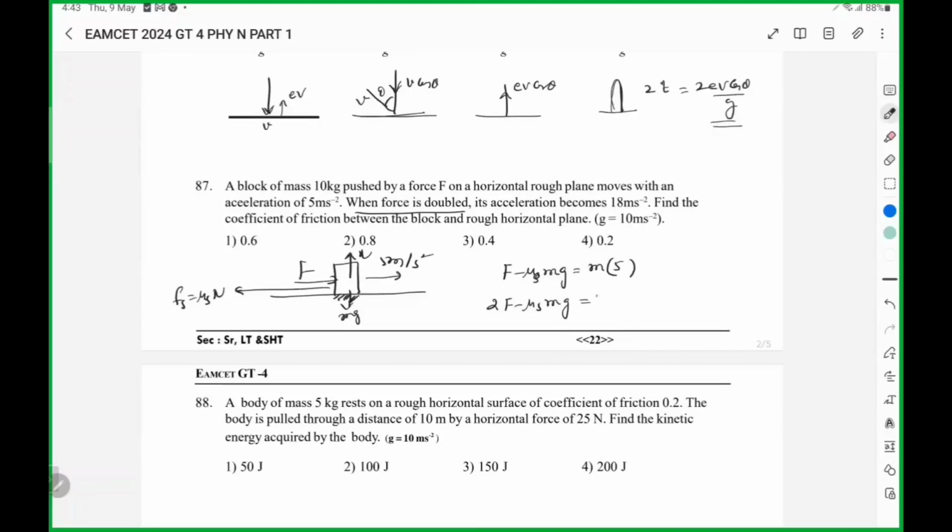So it has an acceleration of 18. Find the coefficient of friction. Subtract: minus F equals minus 13m. If you substitute 13m, minus mu s mg is 5m. So 13 minus 5, 8 equals mu g. Mu here is 8 by 10, 0.8.